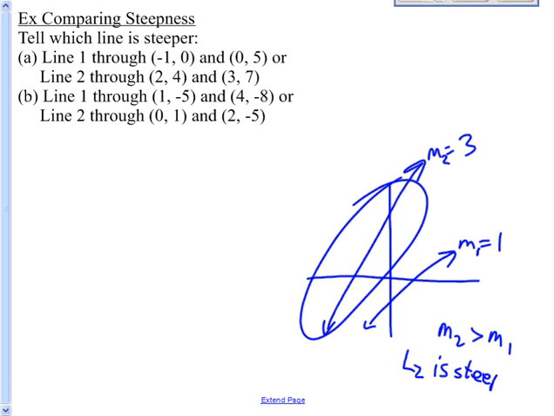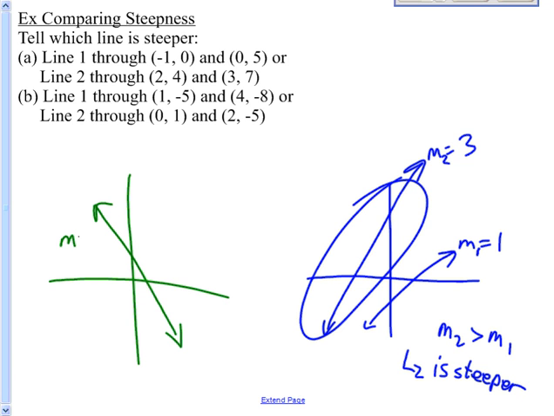So you have to find what your slopes are to compare them. If, on the other hand, let's say they're both negative, let's say this slope is negative 2, and then the other slope is negative 2/5.